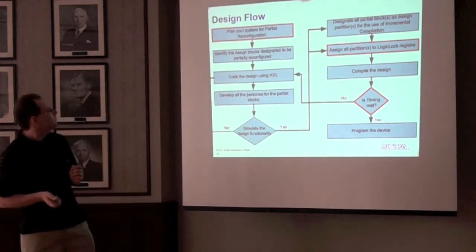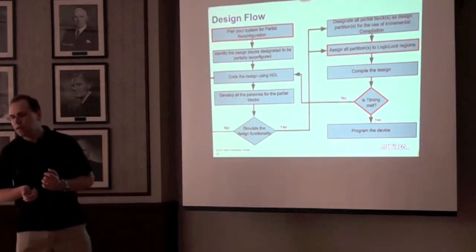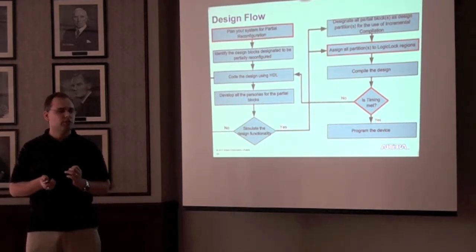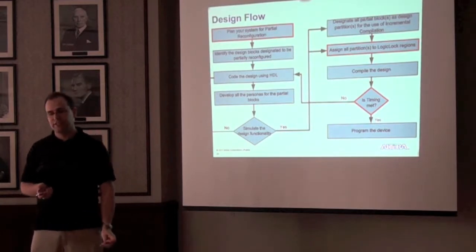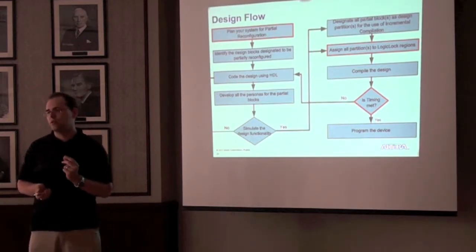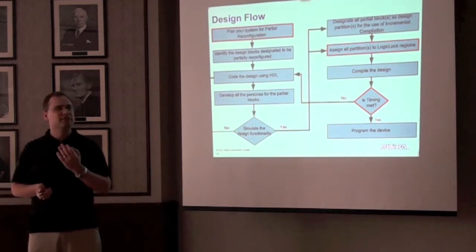So this is just a rough flow chart of what we're recommending, what a person is effectively signing up for when they want to do a partial reconfiguration design. And I just want to highlight 3 of those rectangles that are colored in red.